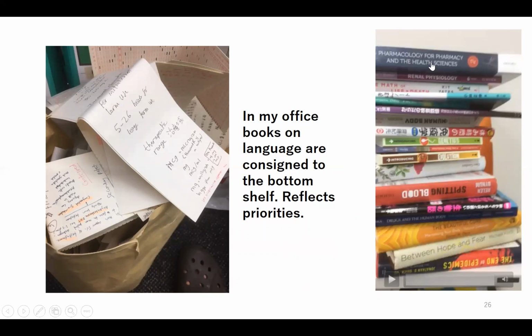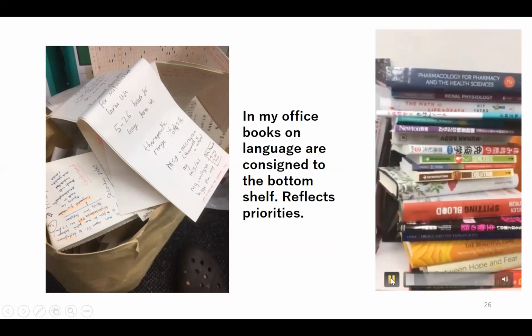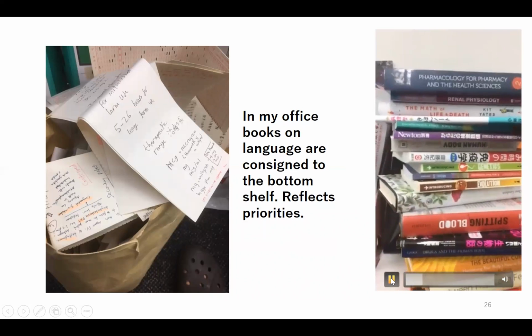All the books I've read or looked into, none of them about language, all about, well, this is about TB, this is about immunology. Also this is between hope and fear, I think, about the immune system or something. Anyway, I read lots about epidemics, but I didn't read anything about language. This is my office. These are the books I read or dipped into during the lockdown.